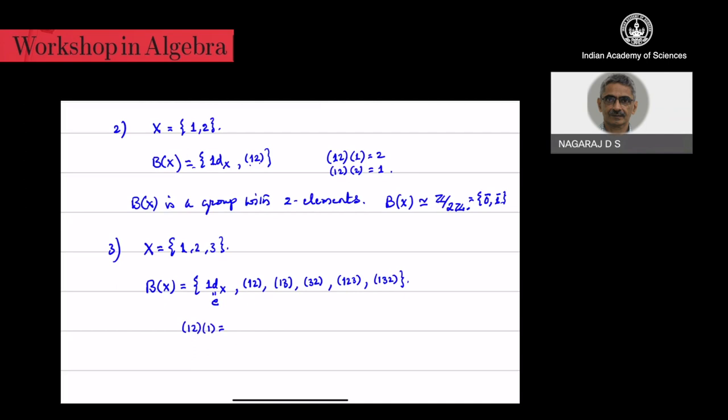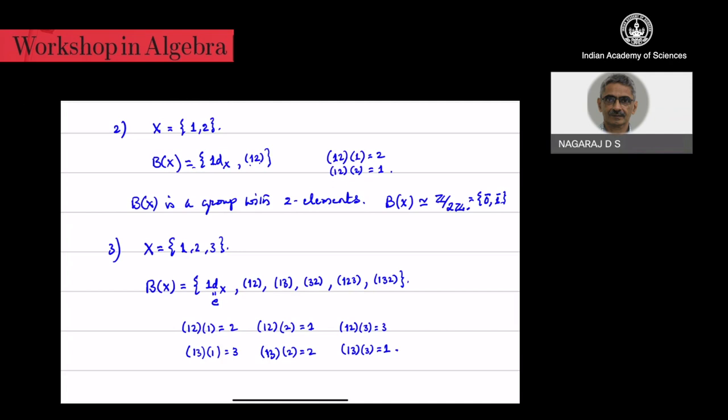So these bijections: (1 2) will take 1 to 2, and (1 2) of 2 is 1. So it takes 1 to 2, 2 to 1, and it will fix 3. So that means this function (1 2) that I have written fixes 3, (1 2) of 3 is equal to 3. Similarly, using this notation, (1 3) will take 1 to 3, and (1 3) of 2, because 2 is not there, it is fixed, is 2, and (1 3) of 3 is 1, that bijection. So similarly, you can write down all the others. So what will (3 2) do?